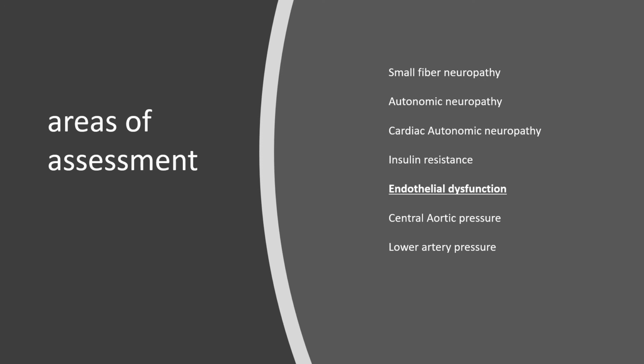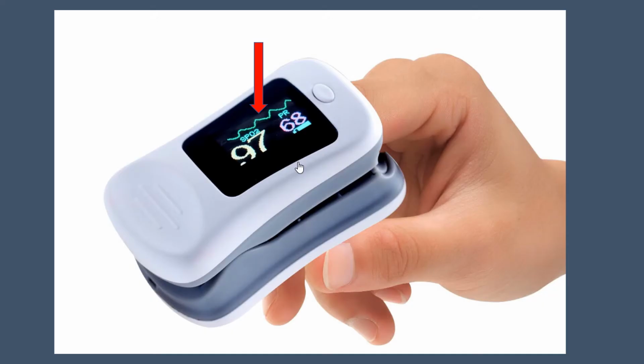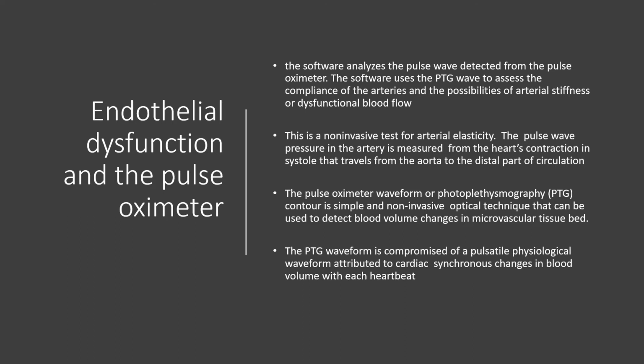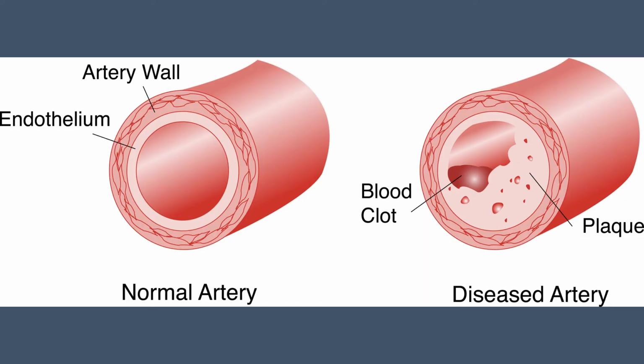Now, another important area of dysfunction is endothelial dysfunction. This again is accomplished with the use of the pulse oximetry and analysis of the waveforms that come with it. The software analyzes the pulse wave detected from the pulse oximeter. It uses software to assess the compliance of the blood vessels and the possibilities of arterial stiffness or dysfunctional blood flow. It's a non-invasive test for arterial elasticity. It will be used to detect the blood volume changes in the microvascular tissue bed. This is a picture of an endothelium. It's the inside of the blood vessel. That's mainly what we're testing.